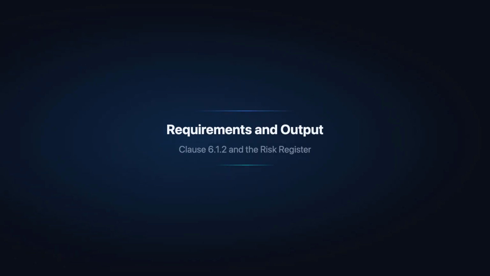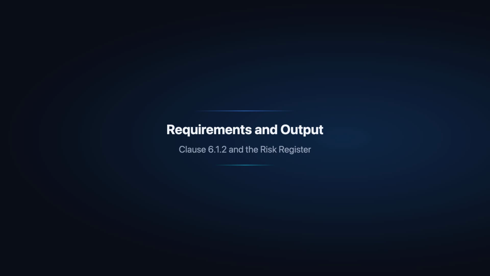The risk assessment follows a structured 5-step process from asset identification through to risk level determination and the risk register output. Asset identification. Now let us examine the specific requirements of ISO 27001 Clause 6.1.2 and the risk register that the assessment must produce.